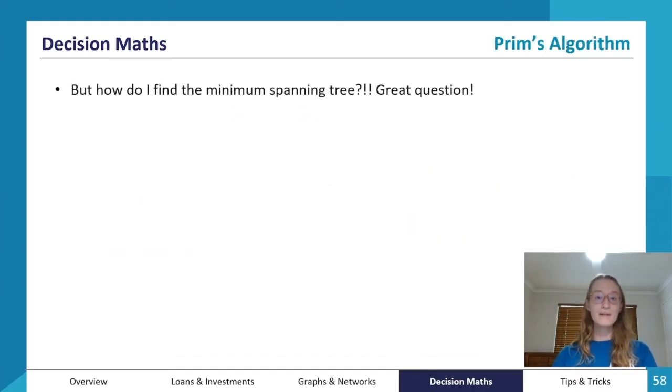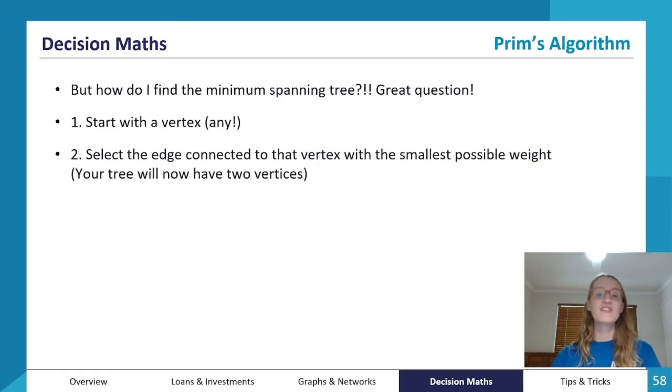And how do we find the minimum spanning tree? We do it using Prim's algorithm, which when you think it through is actually a very, very logical process. So to do Prim's algorithm and find the minimum spanning tree of your graph, you pick a vertex. It can be any vertex. You can literally pick any vertex and Prim's algorithm will work. And that'll be your starting point. And then you select the edge connected to that vertex with the smallest possible weight. So now you've added in another vertex and you'll have one edge connecting those two vertices. And that edge will have the smallest possible weight.